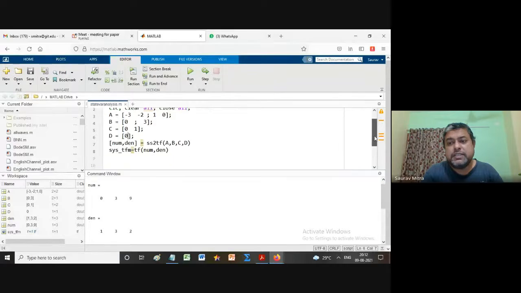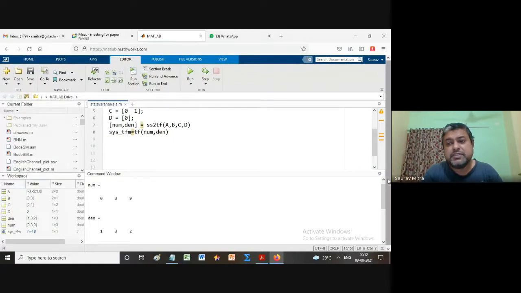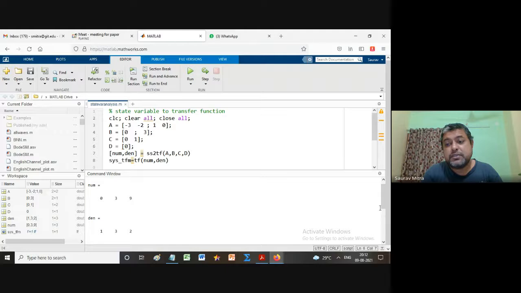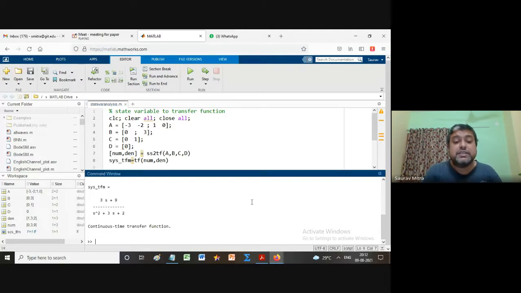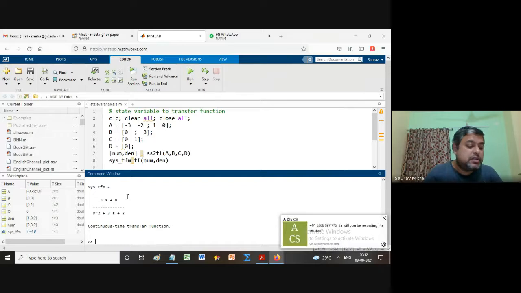So if you are changing the D matrix, it does not change the transfer function. Oh, sorry, it changes the transfer function. It does not change the characteristic equation. In the previous case when D was 2, the characteristic equation was s square plus 3s plus 2. Now that D is 0, now also the characteristic equation is the same.